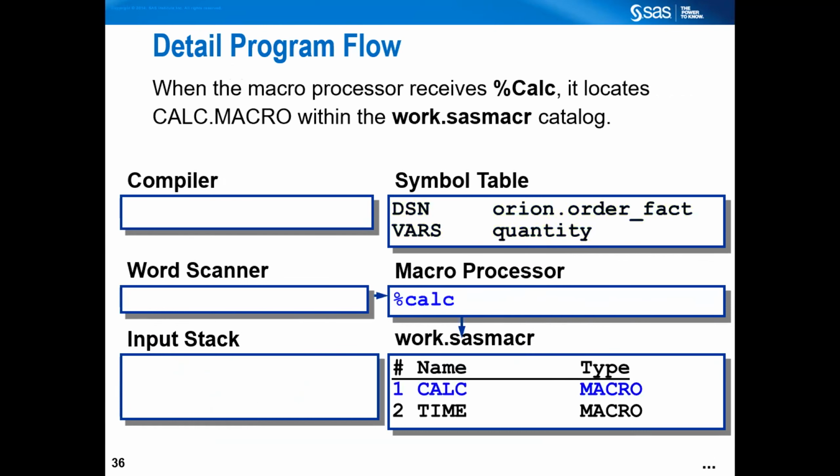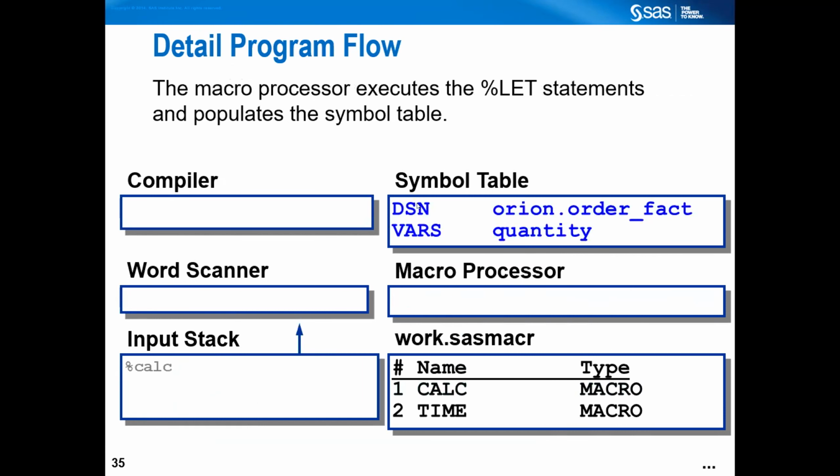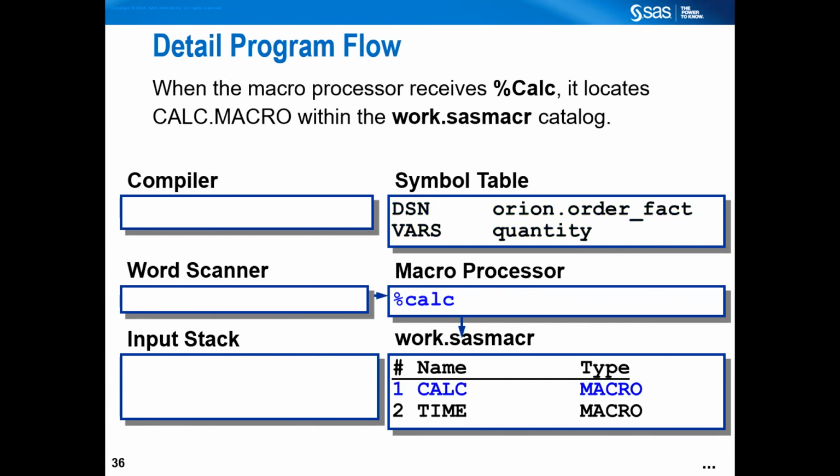The macro processor understands it's a macro variable to be created, hence it creates this in your global symbol table. Now next is %calc. So it will go to the word scanner. It finds it's a macro program. It's a trigger. It goes to the macro processor.